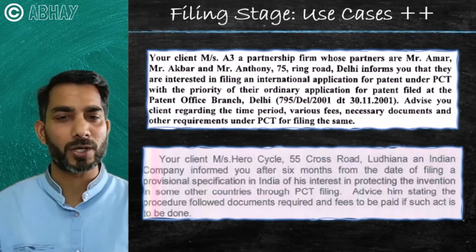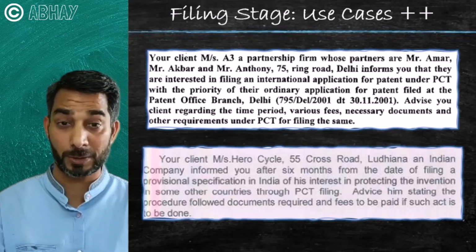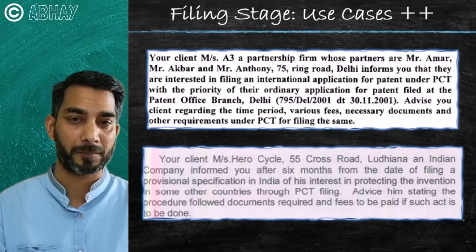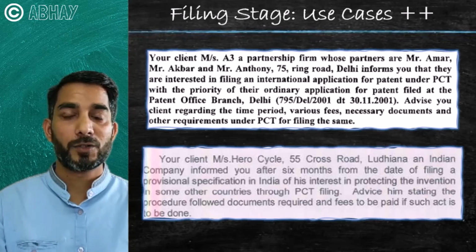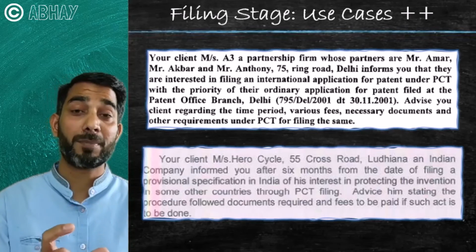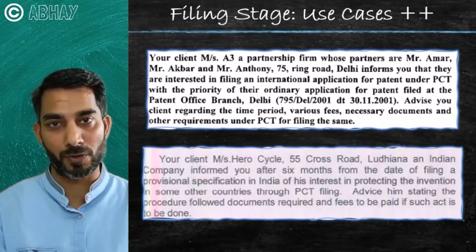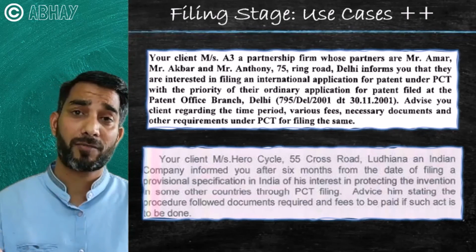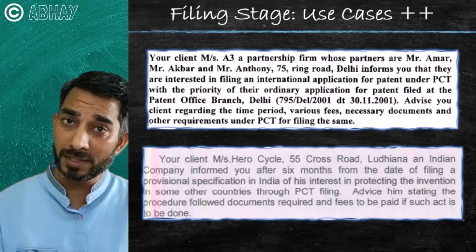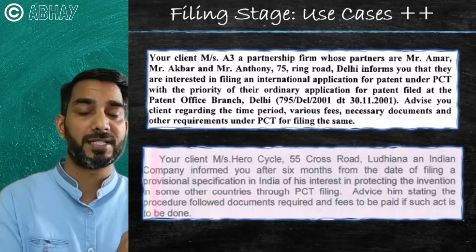Moving to the next one, your client, Hero Cycle, address is given, informs you, 6 months after the date of filing a provisional specification in India, of his interest in protecting the invention in some other countries through PCT filing. So here, the objective is again to file a PCT application. But the constraint is that a provisional application was filed to start with and 6 months have elapsed. So what process can you follow? As you specify your understanding, you specify the fact that 6 months have already elapsed. Therefore, you are only left with 6 more months before converting the provisional application into a regular application and filing a PCT application for it.